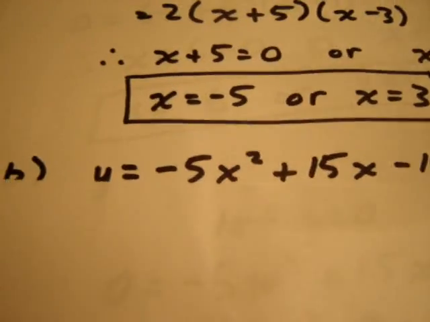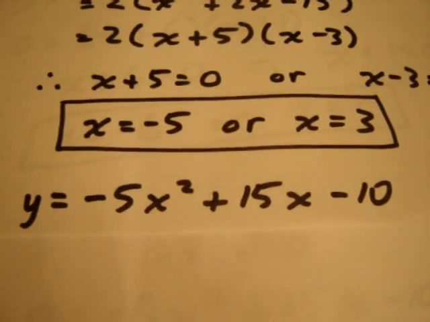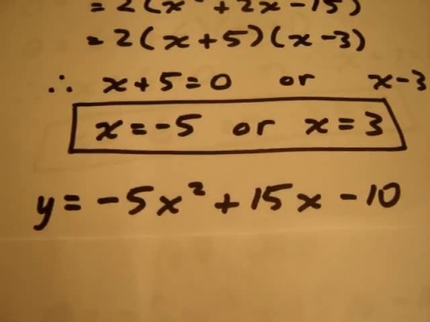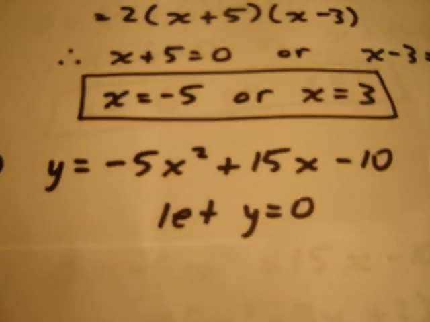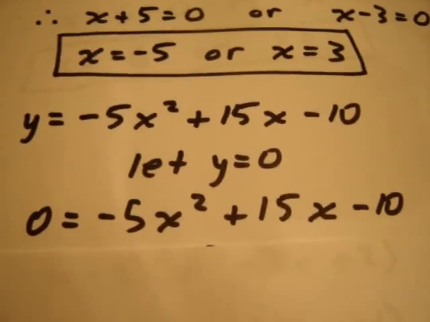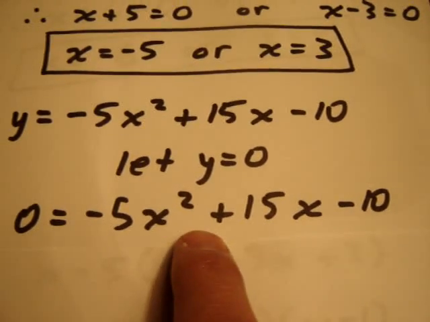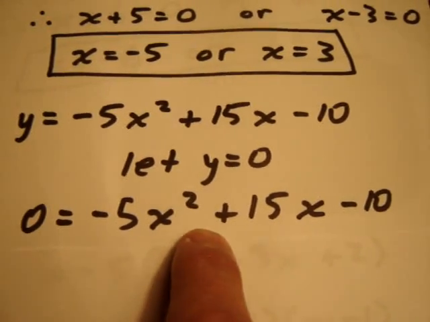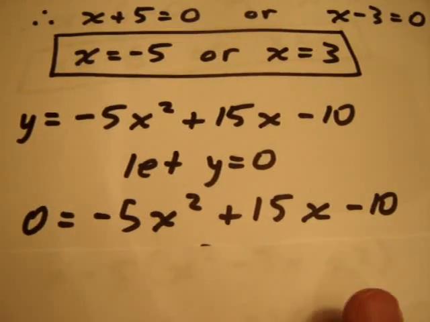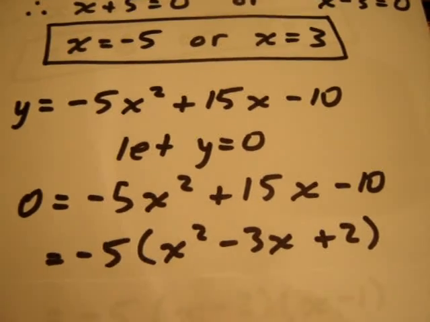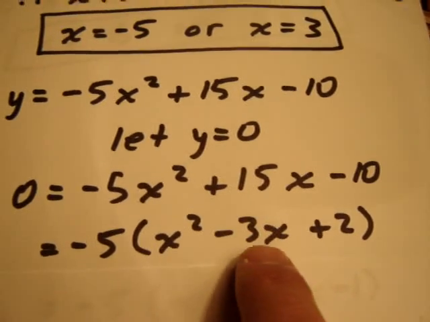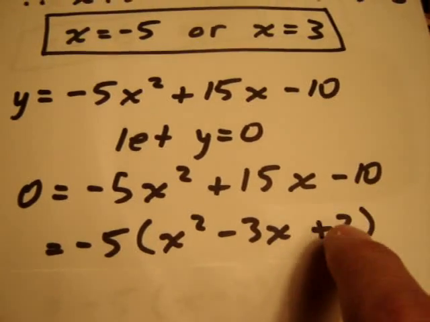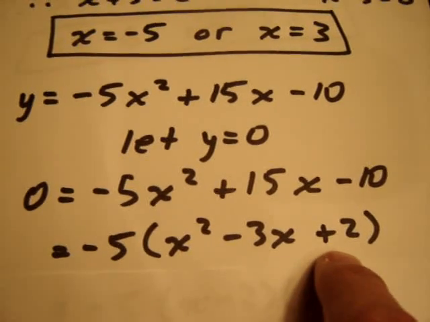Moving to our next question, y equals negative 5x squared plus 15x minus 10. Since we're finding zeros, we let y equal 0. Now, whenever we have a quadratic equation and we want to solve, it's good to let that side equal 0 anyway. What we next do is factor, and then this term becomes x squared, this term becomes negative 3x, and this term becomes positive 2.